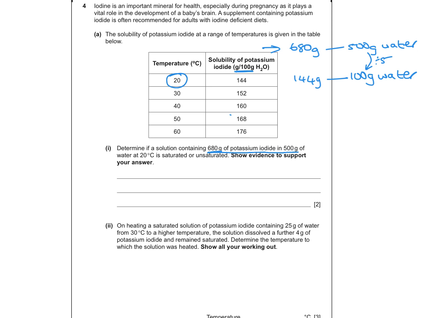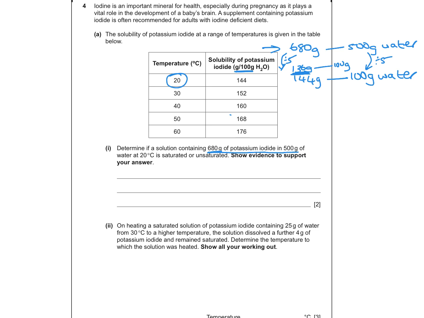So that would mean then that I have to divide the 680 by 5. Now if I divide 680 by 5, I get 136 grams. So just go over that wee bit again. If you have 680 grams at 20 degrees C, and that's in 500 grams of water, that's equivalent to 136 grams in 100 grams of water.